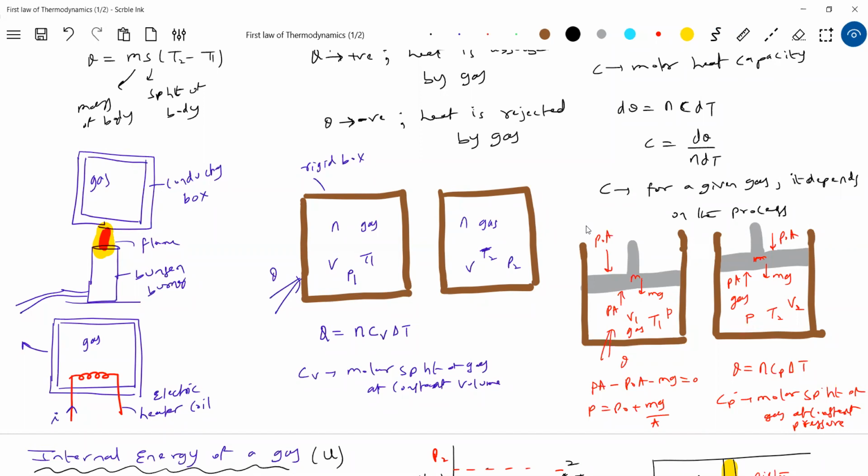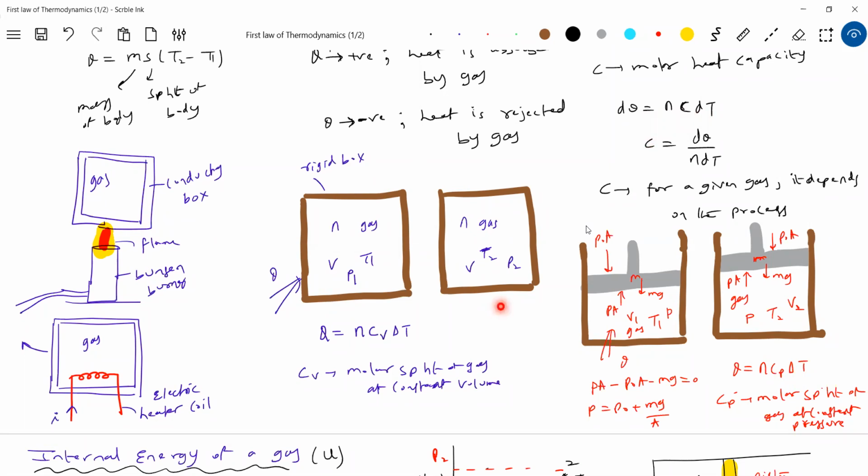Where the pressure and volume both change, in that case you write only this much. So what are the possibilities here? If the gas absorbs heat at constant volume, write the equation this way. If the gas absorbs heat at constant pressure, write this one. If both pressure and volume change, then write the equation as Q equals nC delta T, and that C one has to determine.